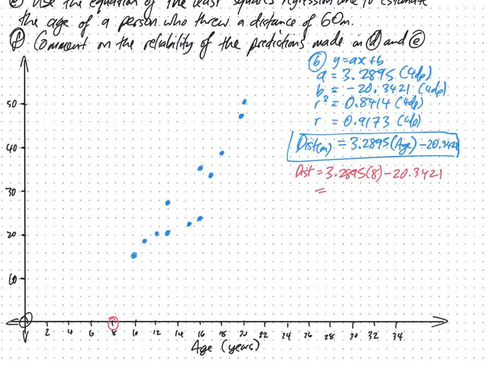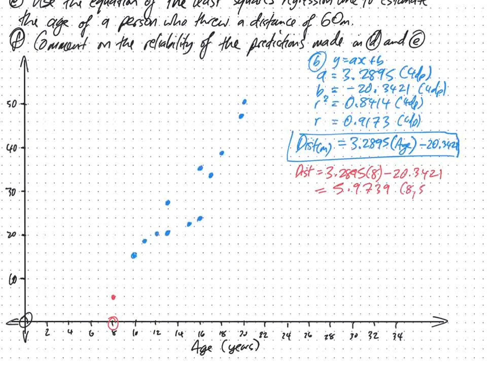3.2895 times by 8 minus 20.3421. That tells me 5.9739. So my first point is at 8 and 5.973. So it's just going to be pretty much at 6. That's my first point of my line.